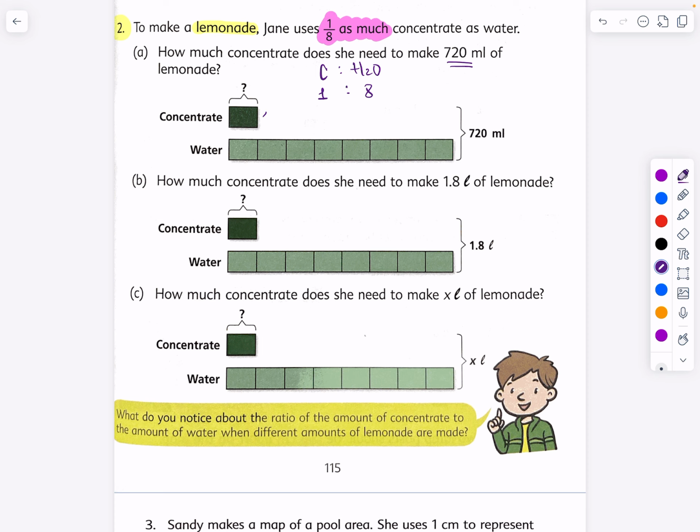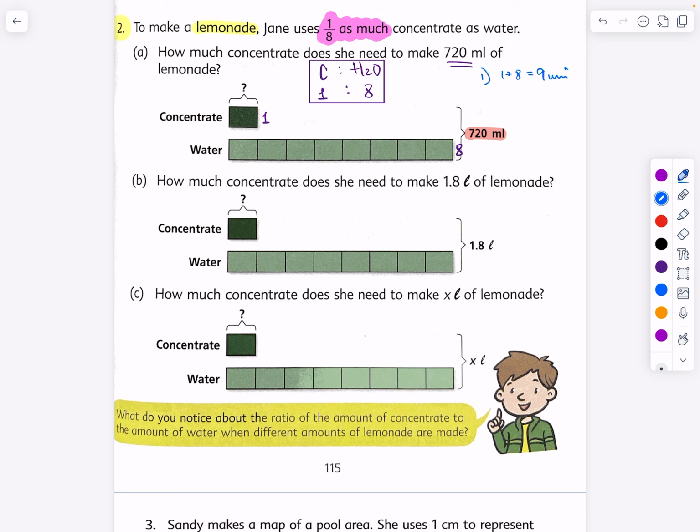So we have 1 unit of concentrate. We can use bar models if we want to, and 8 units of water. That is what is given by the recipe. Otherwise, your lemonade might not taste just right. So that is a given ratio. Let's find out. If we need 720 milliliters, what happens if we need 720 milliliters? That means altogether we have 9 units, right? Step 1. 1 plus 8 gives you 9 units or 9 parts.